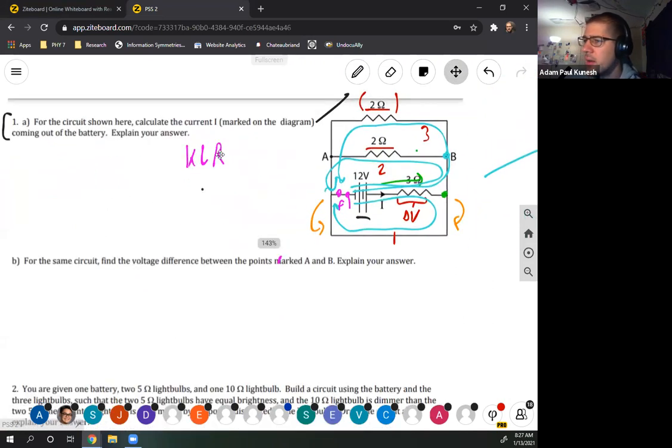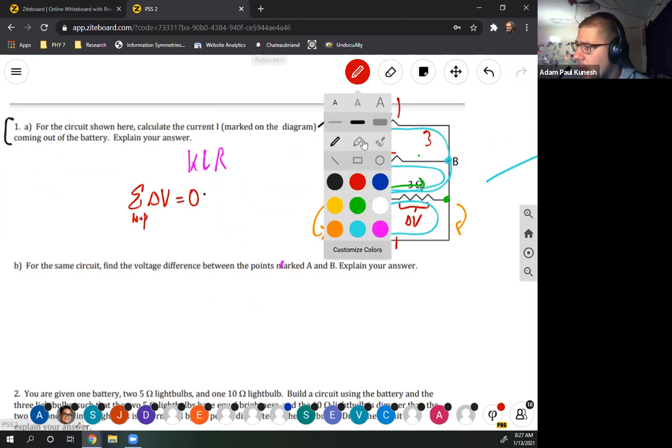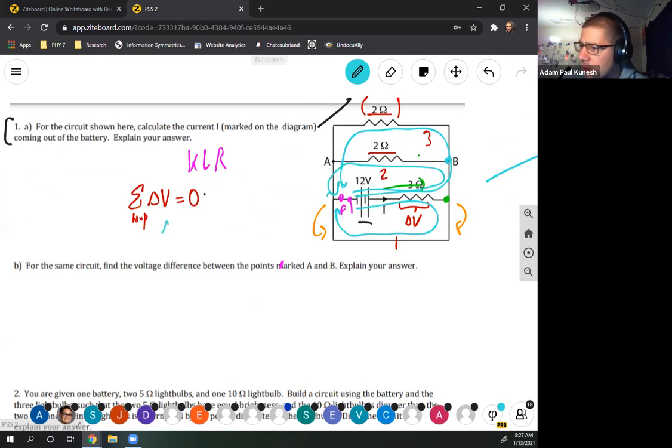Okay, let's hit Kirchhoff's loop rule here. So what does Kirchhoff's loop rule say? It tells me that the sum of changes in voltage around a loop equals 0. Or in the DL manual we see this as delta V loop equals 0. All of the changes in voltage around a loop sum to 0.